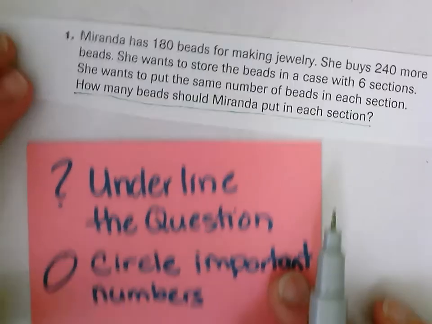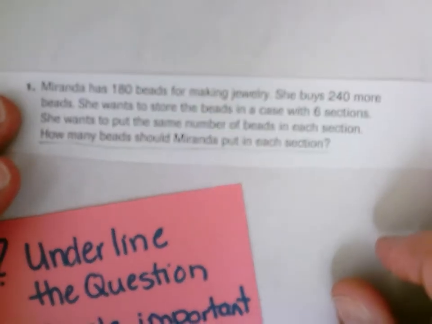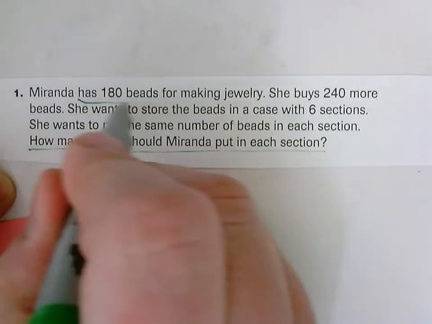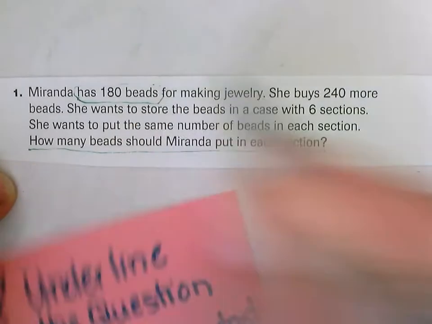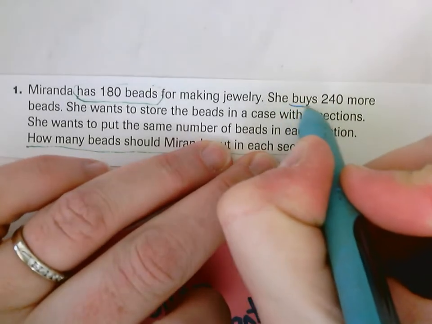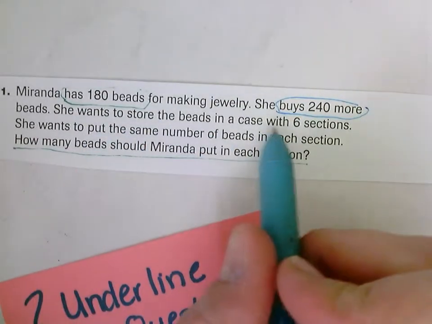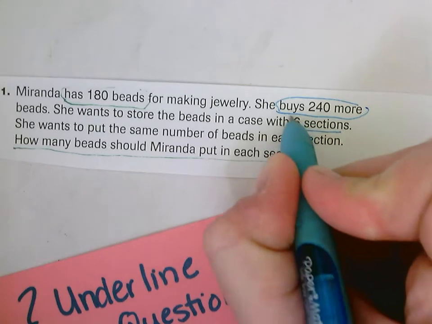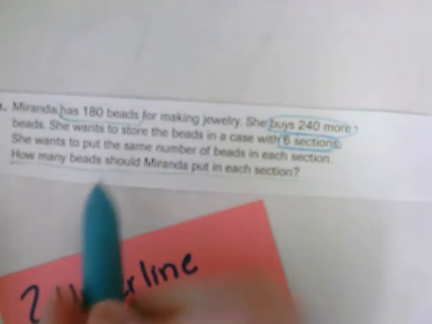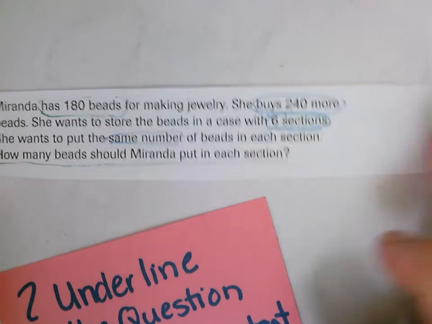Then I'm going to circle any important numbers or information in my problem. So I know that she has 180 beads already. Then she buys 240 more beads, and she wants to store the beads in a case with 6 sections. So those are the things I know I'm going to need to help me solve the problem. And she wants to put the same number of beads in each section. So that makes me know I'm talking about equal groups. I want some equal groups.